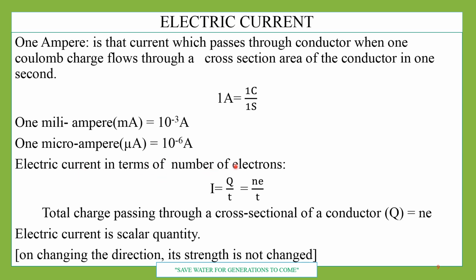Electric current in terms of the number of electrons. Before this we studied I is equal to Q upon t, charge upon time. Here Q is equal to N into e. This we have done in earlier slides. So the total charge passing through a cross-sectional area is equal to N into e. Now electric current is a scalar quantity, because on changing its direction, its strength is not changed. In class 9th you have done what happens when two forces act on a body in different directions. On changing the direction of electric current, its magnitude is not changed, so it is a scalar quantity.